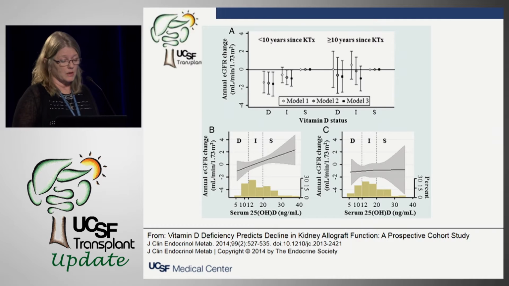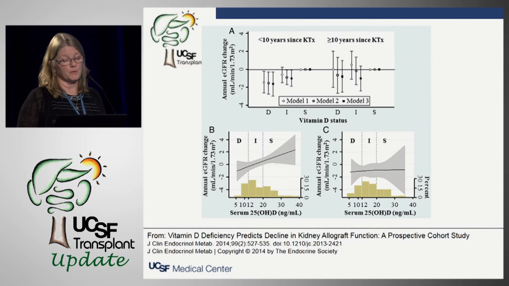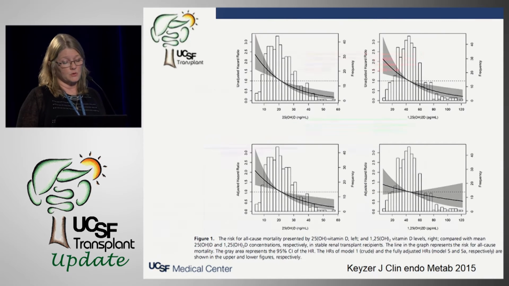So this looked at what is the correlation between vitamin D and GFR, and as vitamin D increases, this is deficient, insufficient, or sufficient, and there's a correlation between vitamin D and renal function. So not only is it beneficial for the bones, but it's beneficial for kidney function as well. And this is showing the same thing.